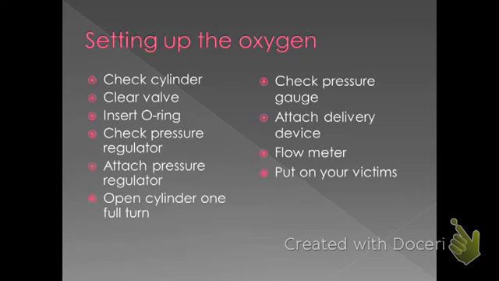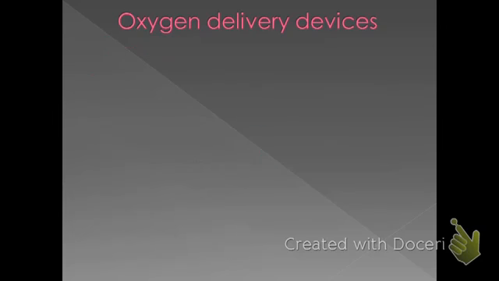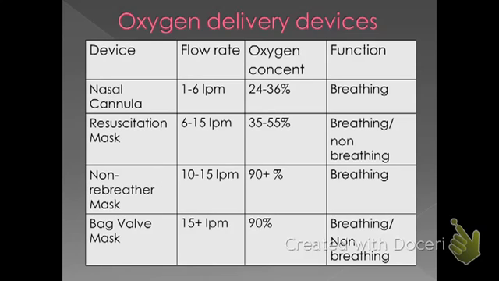So we've talked about oxygen administration. We've talked about the oxygen cylinder. Now we have to talk about the oxygen delivery, or the types of oxygen delivery devices that are available to us as first responders. So there are four major oxygen delivery devices that are preferred in the emergency medical care community, and those four are listed in detail here in this table.